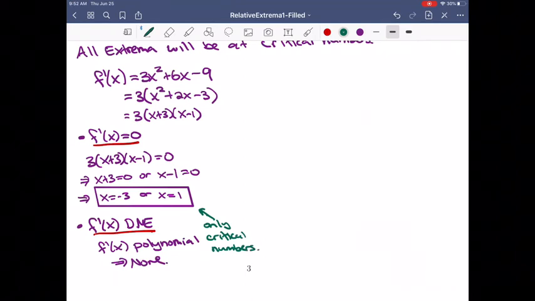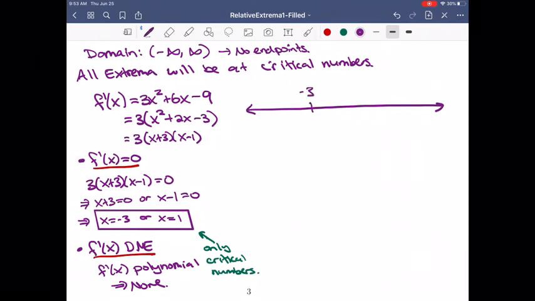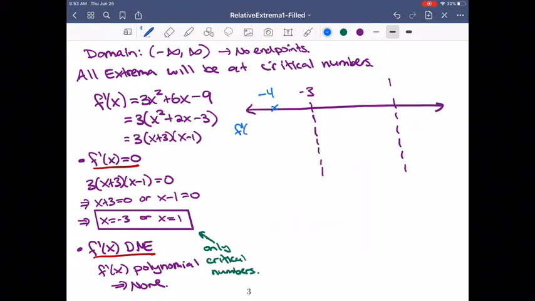Now we're just going to test for increasing, decreasing. So do our table, and then we just have to add one more step after to see whether or not these critical numbers are in fact relative extrema. So I'm going to split at negative 3 and at 1. These are places where the derivative could change. So I want to test something less than negative 3, maybe negative 4. So f prime of negative 4 is 3 times negative 4 plus 3 times negative 4 minus 1.